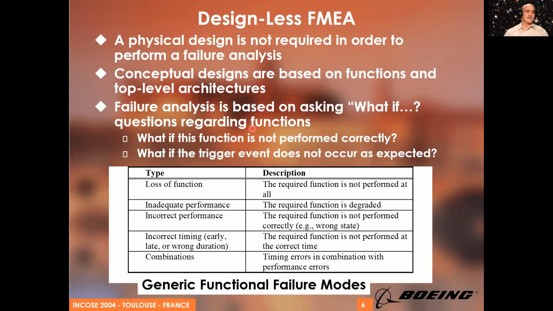We don't need to know what the solution is in order to perform a failure analysis, because we can talk about failures of functions. What happens if a function isn't performed? Or what happens if the function has degraded performance? Like instead of getting to 60 miles an hour, we only get to 50 miles an hour or whatever. Or what happens if it's the wrong state? It's supposed to output a 1 and it outputs a 0. Or what if it's performed at the wrong time? Like it happens early, or it happens in the wrong mode.